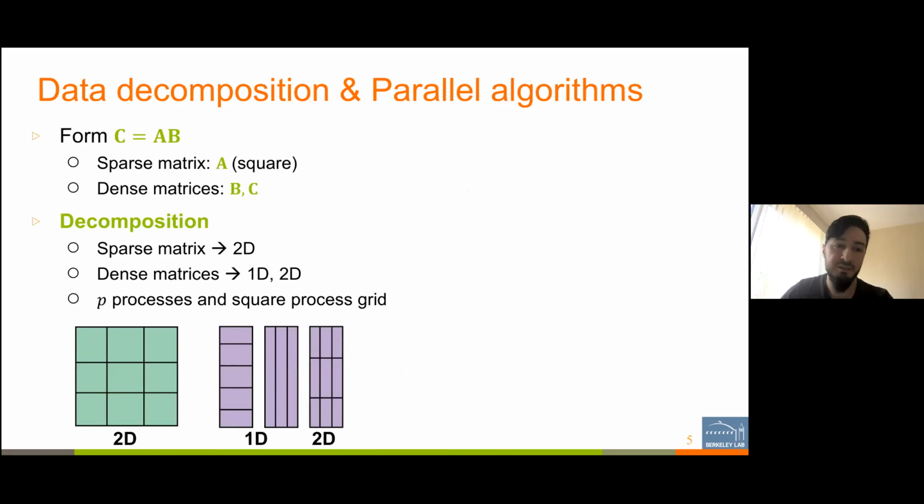We have the SpMM of the form C equals A times B. We have a sparse matrix A, which is going to be assumed to be square, and we have the dense matrices B and C. As for decomposition, we are going to assume that the sparse matrix is 2D partitioned, which results in better load balance because it's not true for dense matrices. So we investigate both one-dimensional and two-dimensional partitioning of the dense matrices. We have P processes and we assume a square process grid.